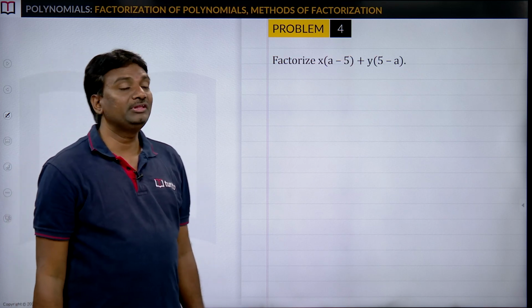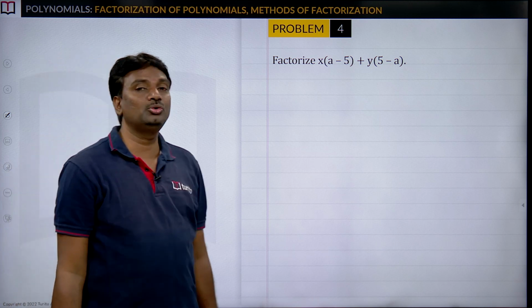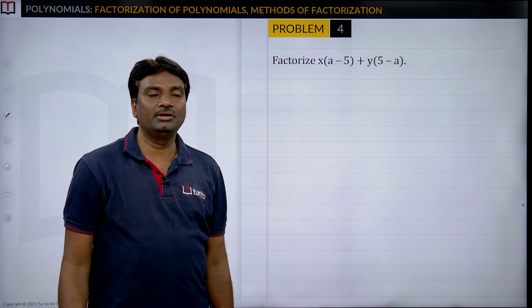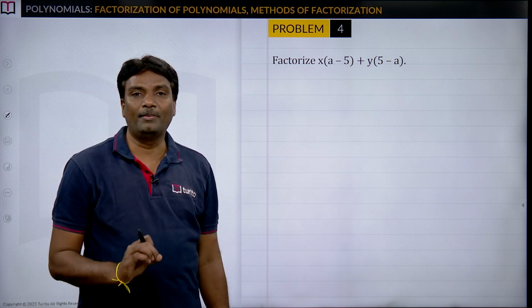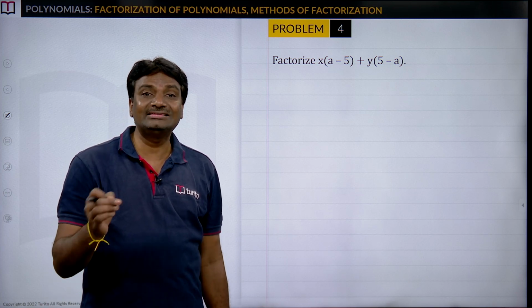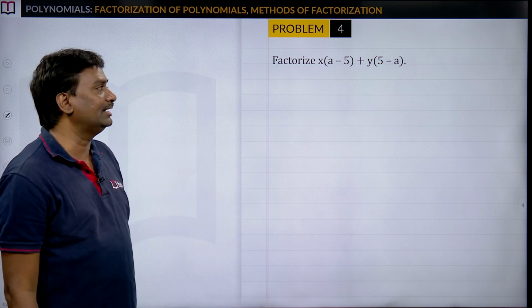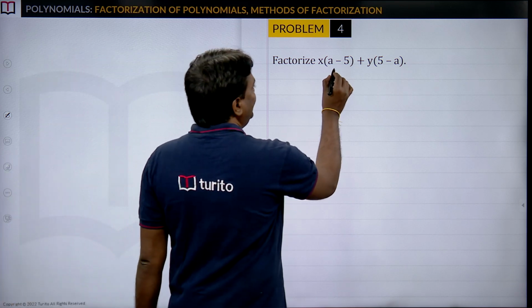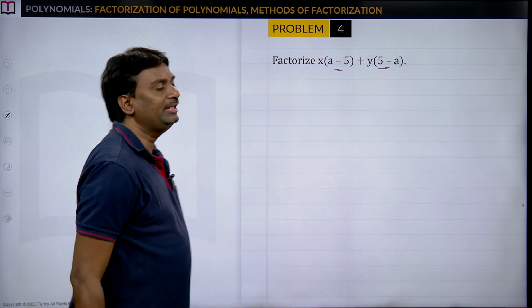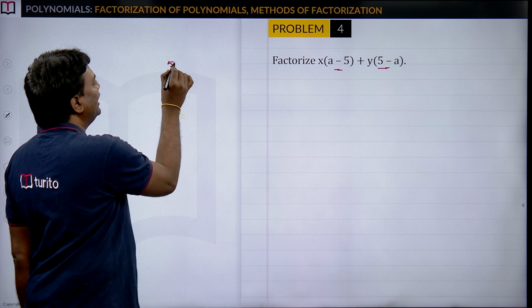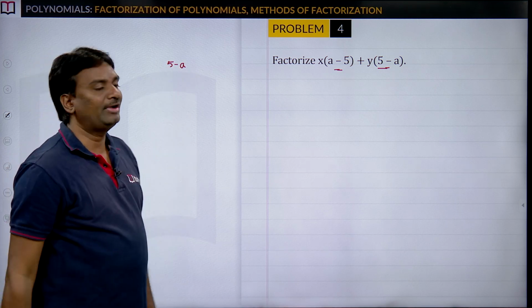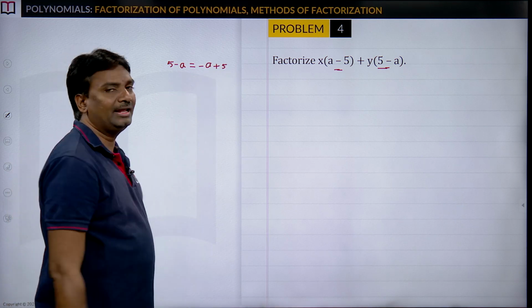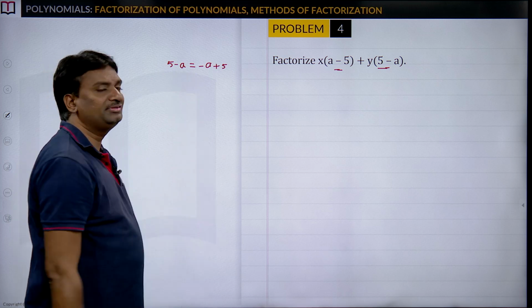Factorize x into a minus 5 plus y into 5 minus a. By looking at the given expression, we may say there is no common factor. But by modifying the second term or first term, you may take either first term or second term, you can modify that, then you will get the common factor. So, first term is a minus 5, second term is 5 minus a. So, if you take 5 minus a, this can be written as minus a plus 5.